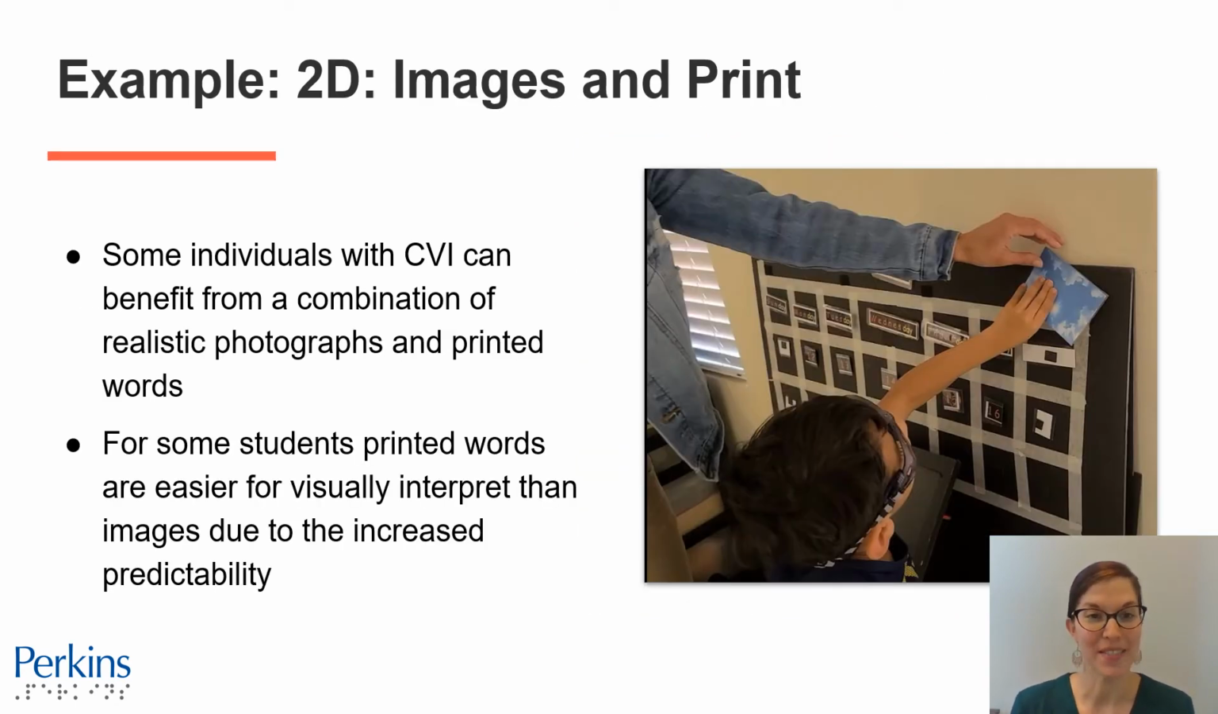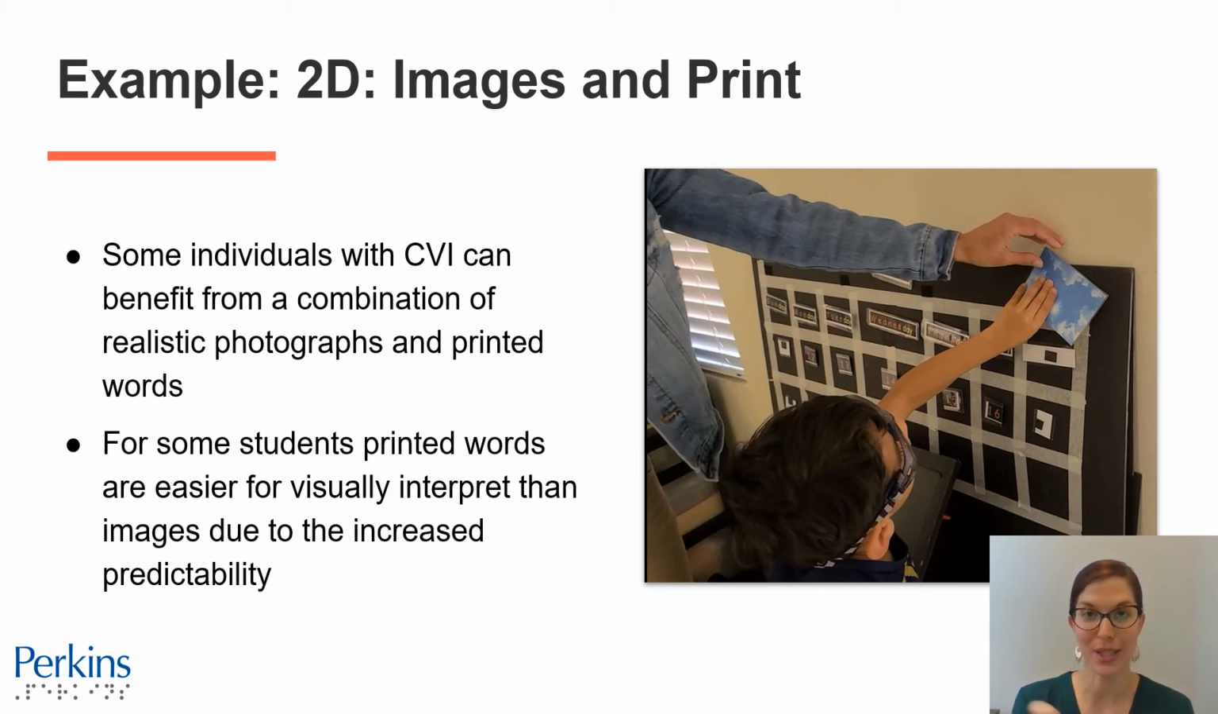Some individuals with CVI can benefit from a combination of realistic photographs and printed words. Just like the last slide was a combination of 3D and 2D, there might be other combinations that work best for your student. So for this student, he's setting up his calendar. He has printed words for the days of the week, and then he's also using photographs to say what the weather is today. So for that day, it was a beautiful, partly cloudy, sunny day. He's adding that photograph to his calendar.